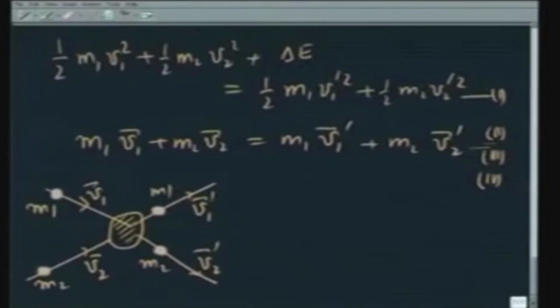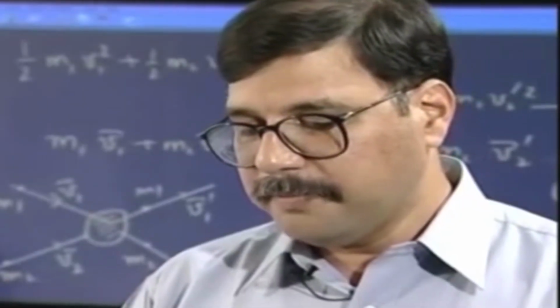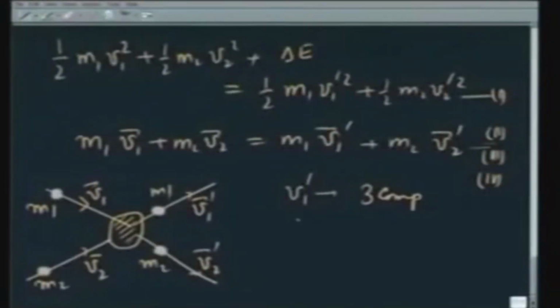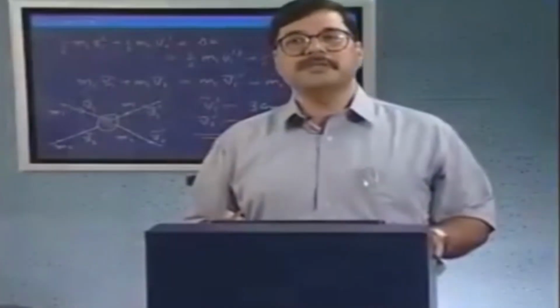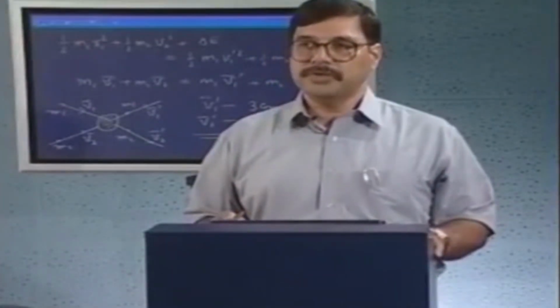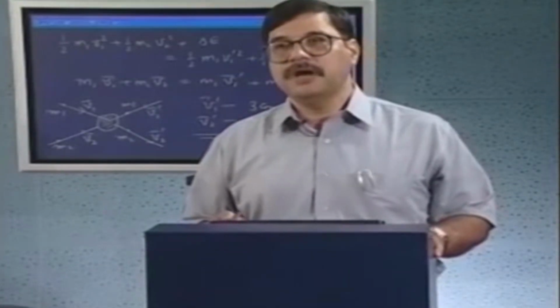The number of unknowns that I want to know after the interaction has taken place is v1 prime, 3 components, and v2 prime, 3 components. Therefore, the total number of unknowns involved is 6, whereas the number of equations that arise out of conservation principles is only 4. Therefore, using conservation principles, I cannot get all the 6 unknowns fully.